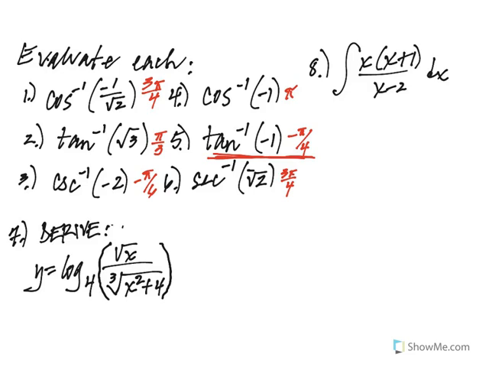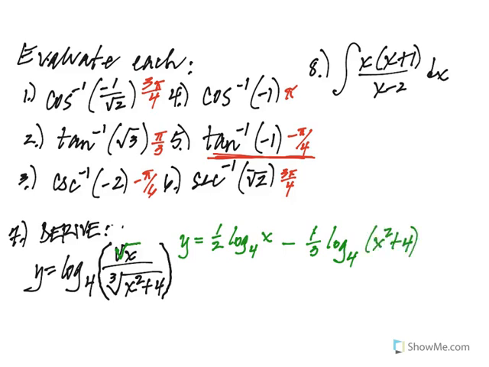Number 7. I think the first thing I would do is break this apart to make this a little bit easier. So I've got y, not y prime. I've got y is equal to 1/2 log base 4 of x, because that's positive, it's coming from the top. And this exponent of 1/2 comes down to the front. And then minus, because the rest is coming from the denominator, that is 1/3 log base 4 of x squared plus 4. So my y prime then is going to be equal to just the derivative of each one individually.